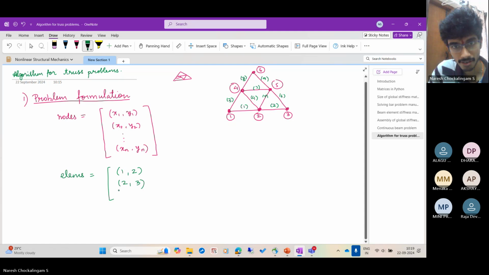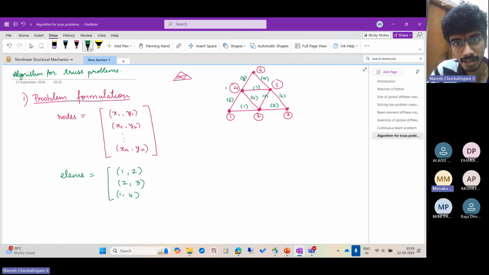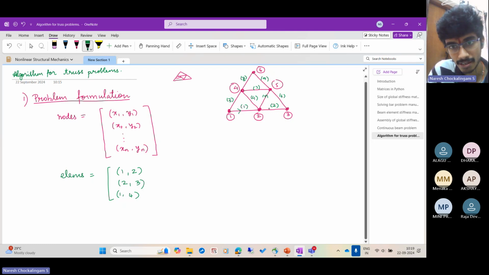1, 4, then 4, 2. So if you see, you can orient an element this way or this way. So the second element could have very well been 3, 2, but you said 2, 3. So that orientation is important. So first element is like this. Second element is like this. Third element you said 1, 4, so it is like this. Fourth element you said 4, 2, so it is like this.